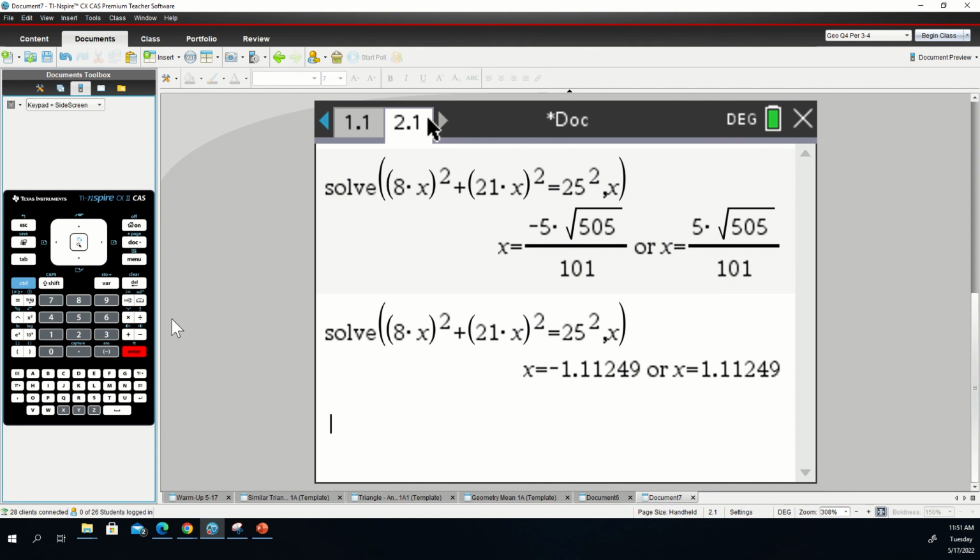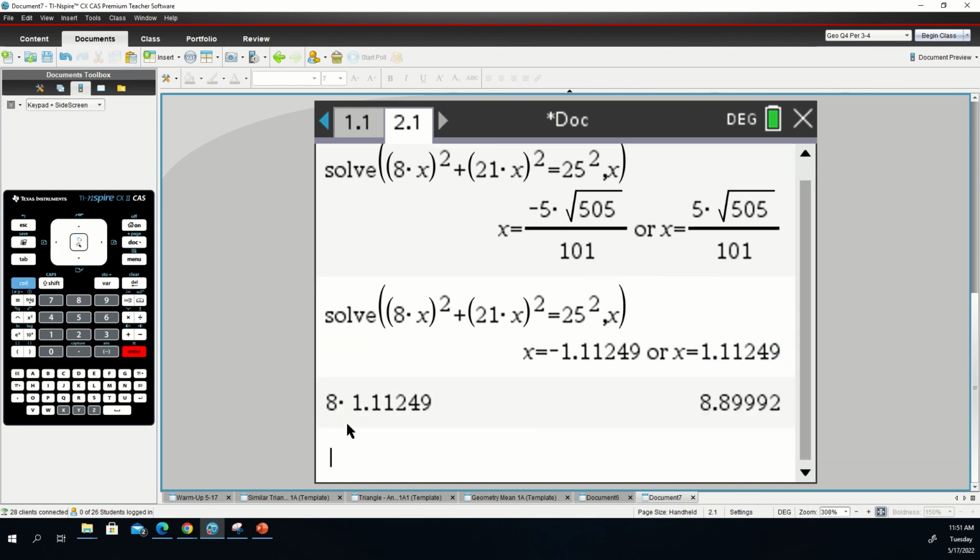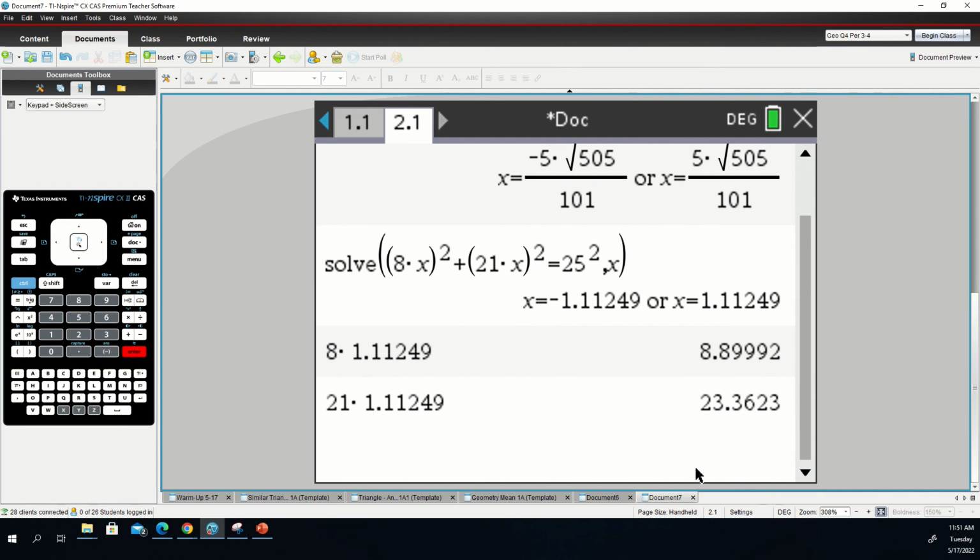So the decimals is essentially the same. I got 1.11249, and then I'm just going to figure out the value of each of the height and the width. So the height would be 8 times, and I'm just going to copy this. So that's our height, 8 times the value of x, and then again, I got 21 times the value of x, and there's my second function. So here's my height and my width with a diagonal of 25.